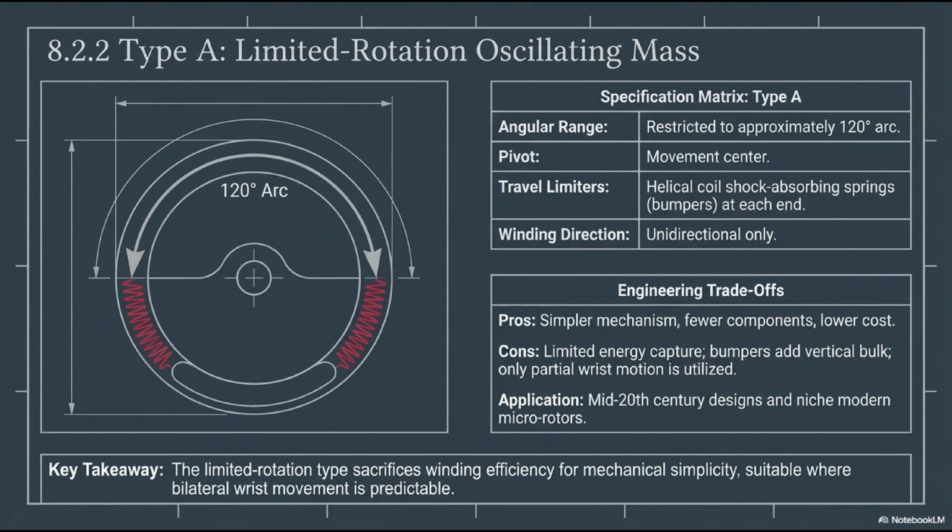What are the engineering trade-offs here? The pros are that it is a mechanically simpler mechanism, requiring fewer components, which lowers manufacturing costs. The cons, however, are significant. Energy capture is severely limited because the mass hits a wall and stops. Furthermore, the physical bumper springs add vertical bulk to the movement, and only a fraction of the wrist's full rotational motion is actually utilized. While mostly obsolete in modern mass production, you will still see this architecture in mid-20th century vintage restorations and occasionally in highly specialized modern micro-rotors.